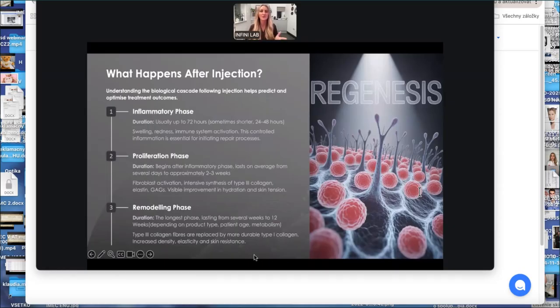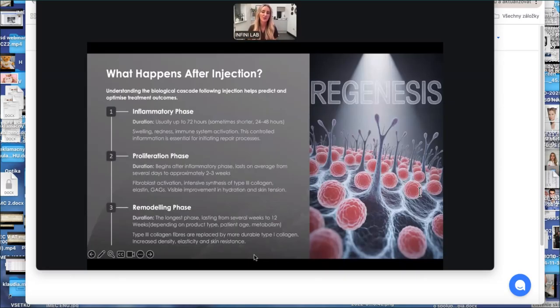So the inflammation phase usually takes around 24 to 48 hours. It depends how quickly we heal, and we can see a little swelling, a little redness. This is absolutely normal after treatment. Then we have the proliferation phase, which usually takes around 3 weeks, and that's the time when we see visible effects on our skin density. We have a higher hydration level, and the skin starts to actually work again.